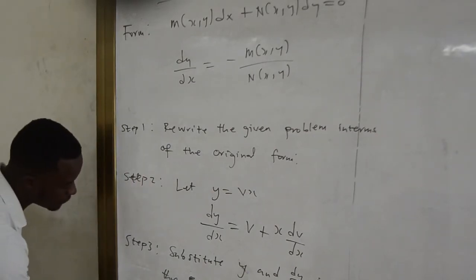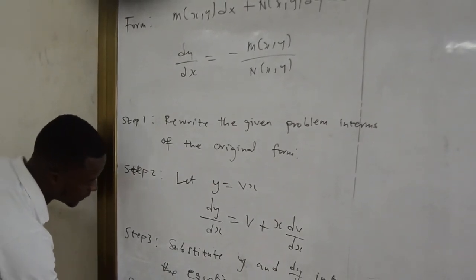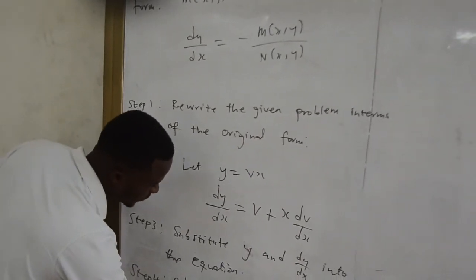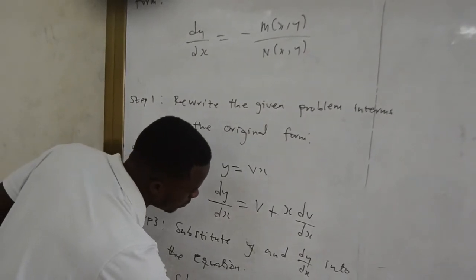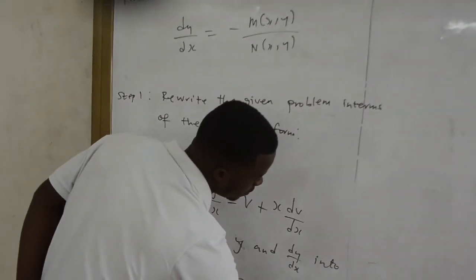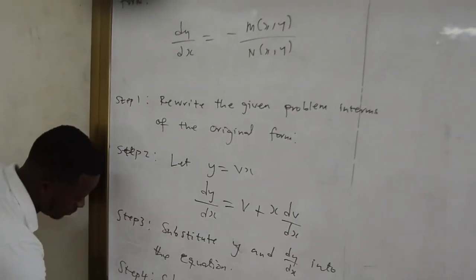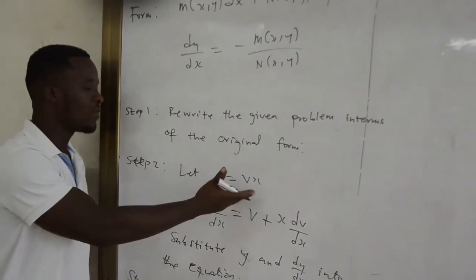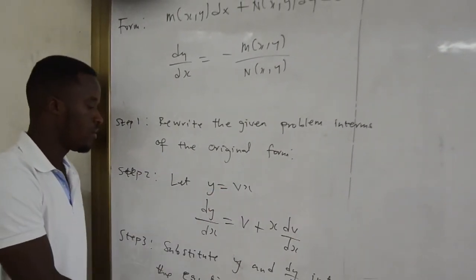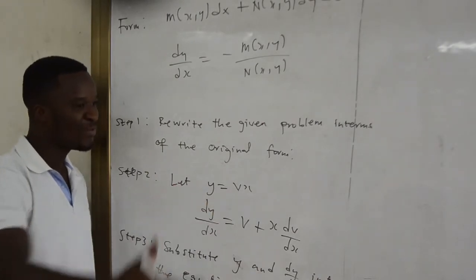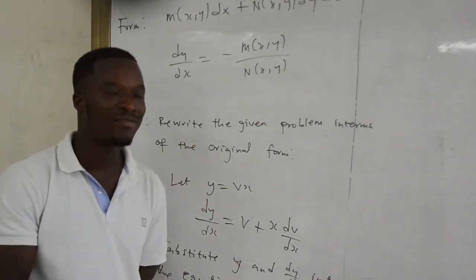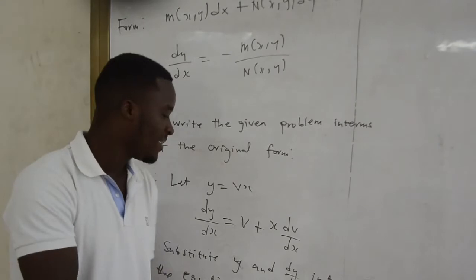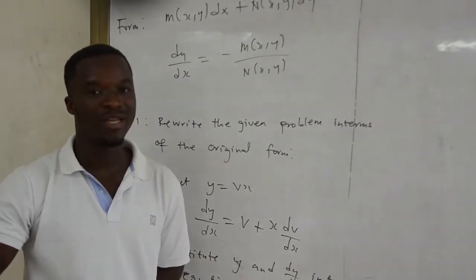And for step 4, we will solve it using the separation of variables approach. So after substituting your y is equal to vx and dy/dx is equal to this one, the rest for you to do is to multiply terms and get both sides. You just see that it's the same as the separation of variables. That's the first method we learned in our previous video.